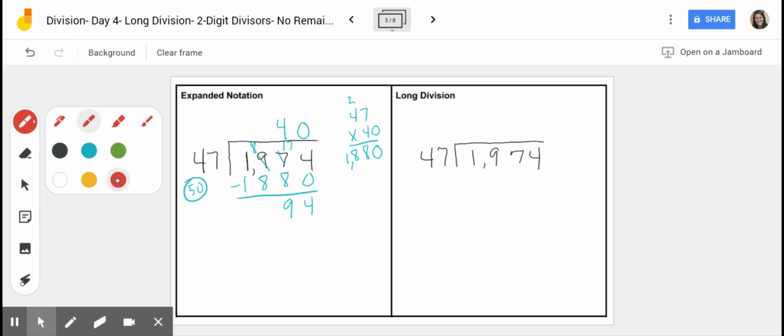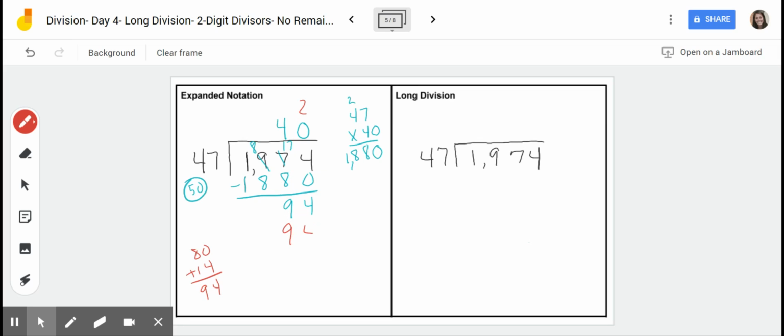Then we repeat this process. So again, figuring out 47 times what number will get me close to 94 without going over. I know, thinking about 47, if I double 40, that would be 80. If I double 7, that would be 14. 80 plus 14 would be 94. So I can make two more groups of 47 out of these 94 pieces that we have left. So 2 times 47 is 94. I subtract, I have nothing left. And again, we find our quotient by adding our partial quotients. 40 plus 2 is 42.